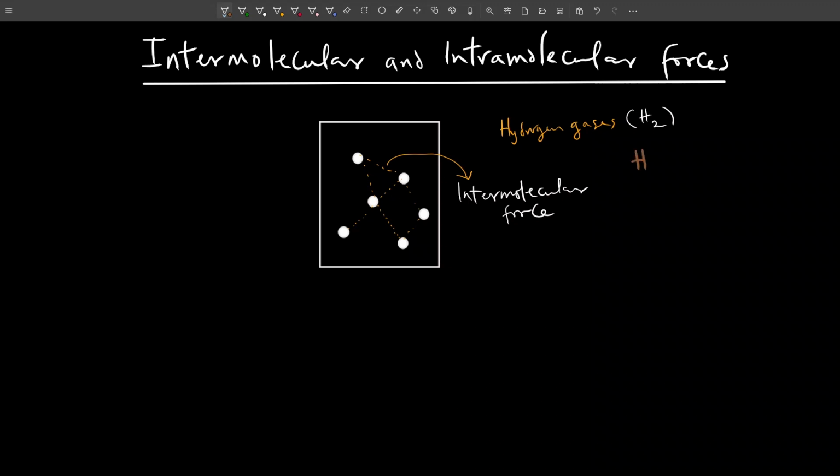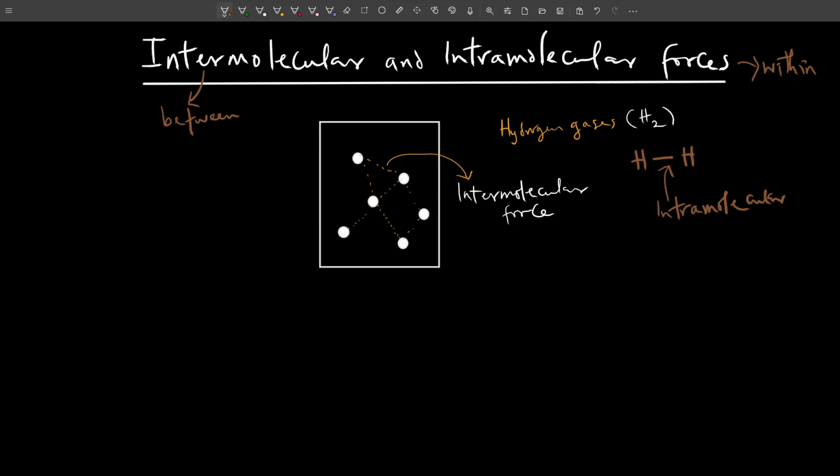Now for intramolecular force, let's take for example the H2 molecule. I'll use the same example again. I have an H2 molecule, something like this. The kind of bond or force holding atoms within a molecule together is called intramolecular, which means that this bond here is an intramolecular bond or intramolecular force. So the difference between intra and inter: intra is within while inter is between. The force between two molecules is intermolecular, and the force within a molecule, between the atoms in that molecule, is intramolecular.